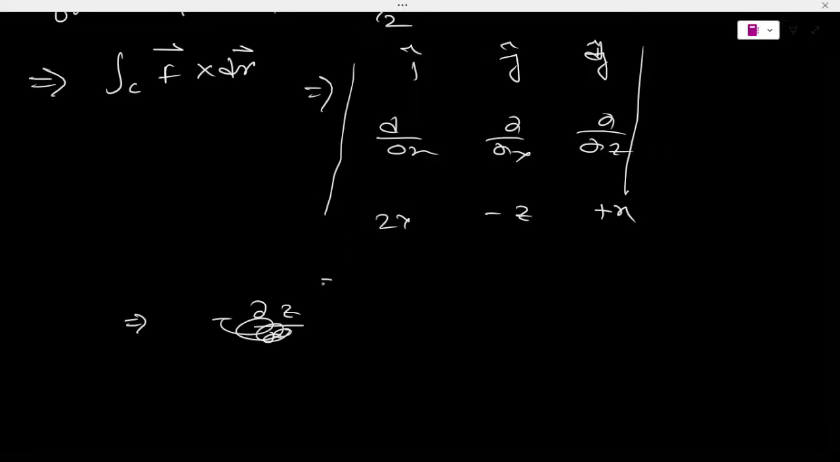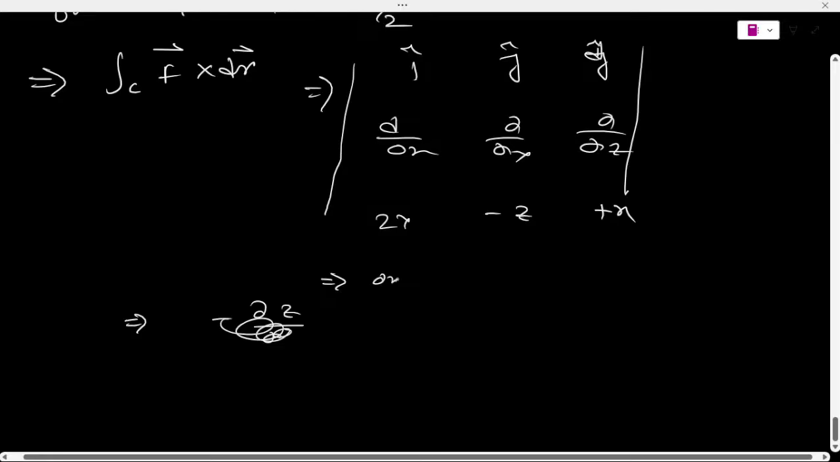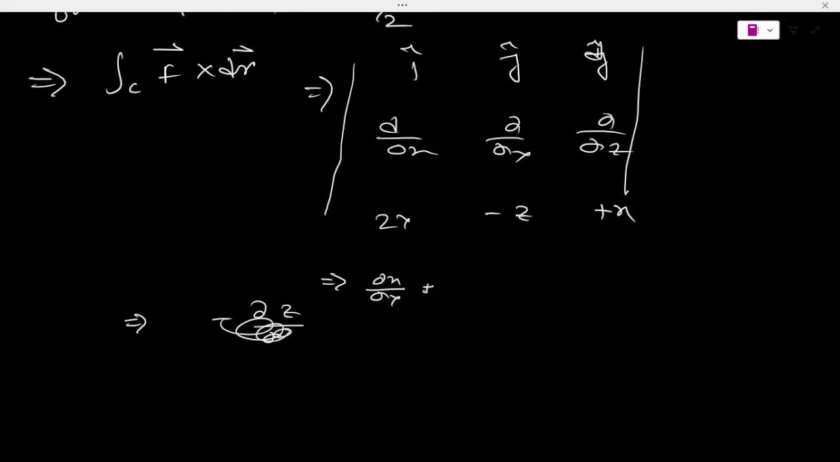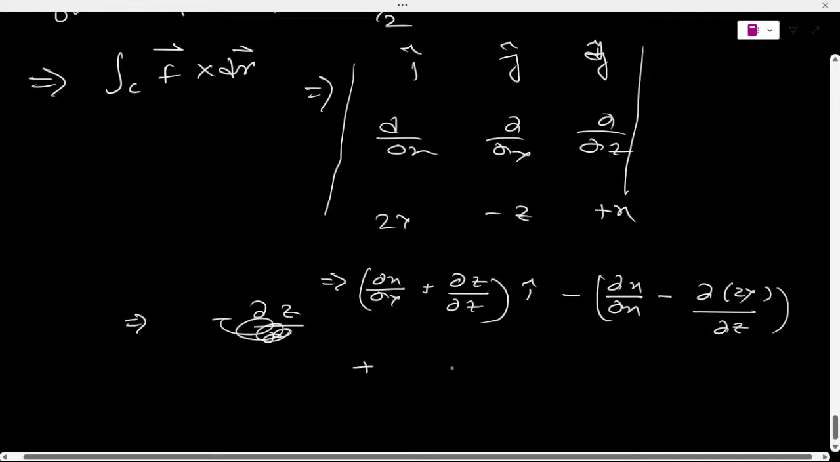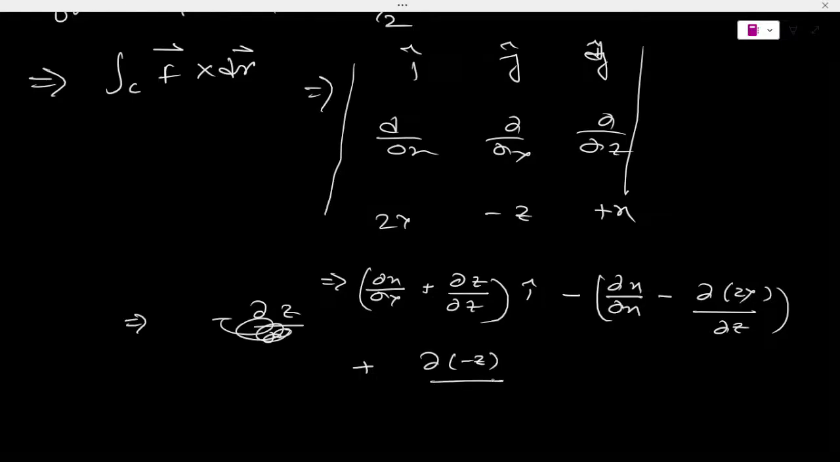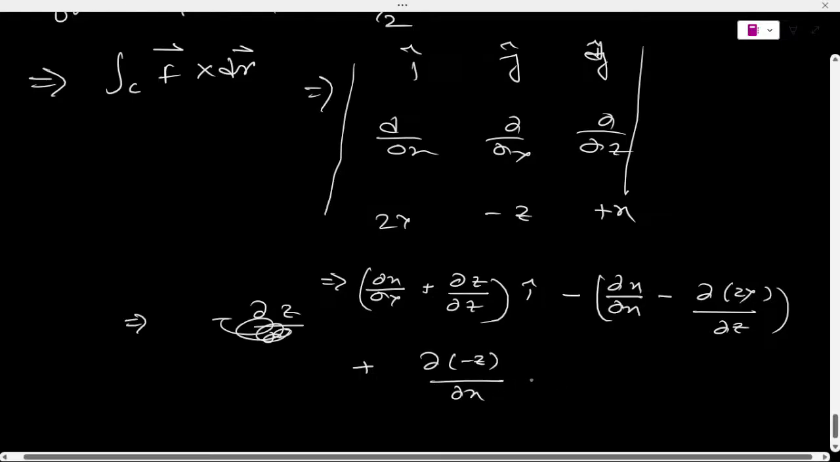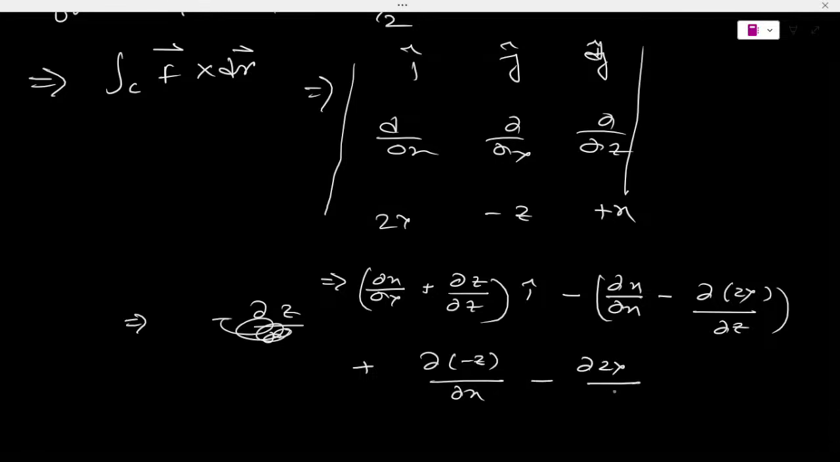Sorry, a little mistake before. So after that it will be del of x by del of y, minus, plus del of z by del of z, is equal to 1 into i cap, minus del of x by del of x, minus del of something divided by del z, plus del of minus z by del x, minus del of 2y by del of y.